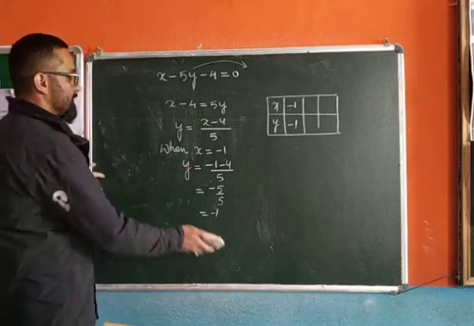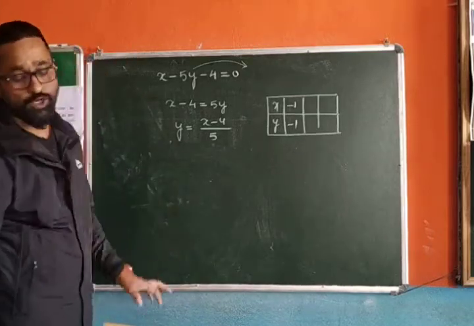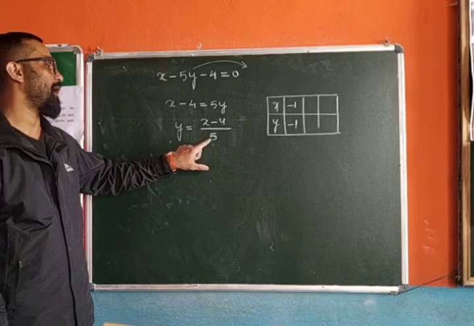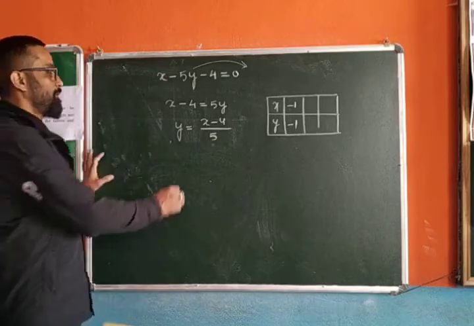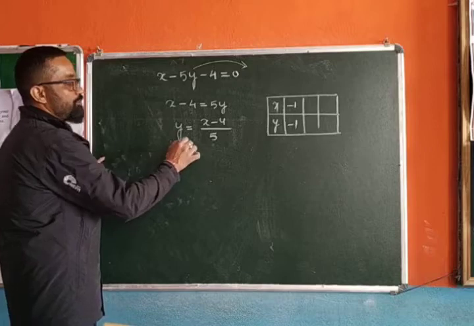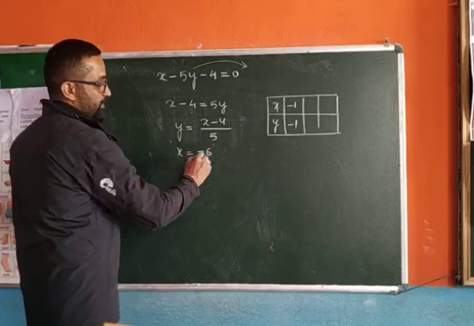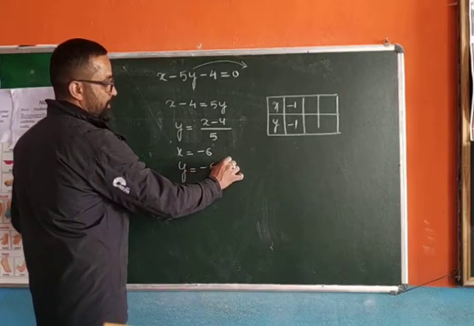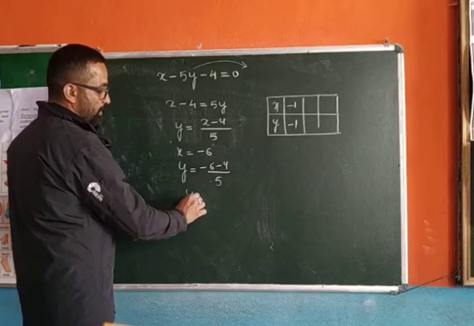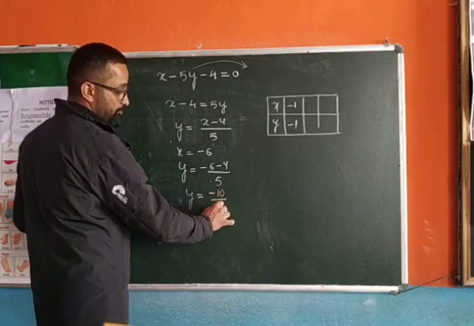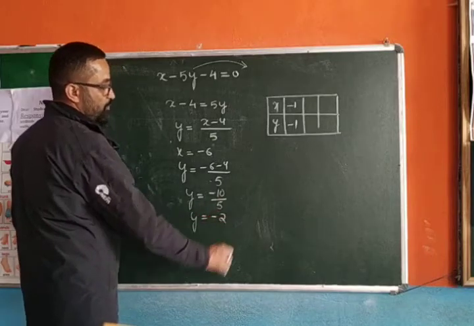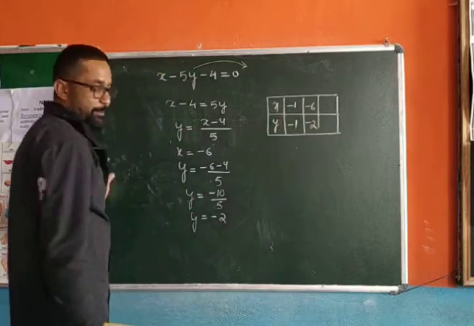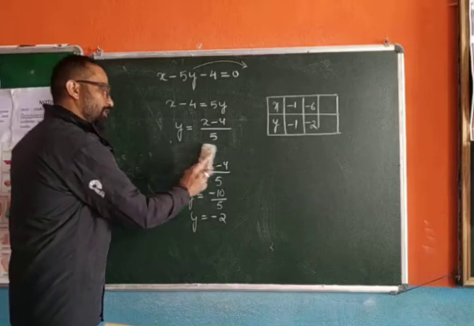Then we go for the second calculation. You need to assume it in such a way that it is divisible. It should be divisible by 5. So I assume x is equal to minus 6. Look at the calculation. y is equal to (minus 6 minus 4) divided by 5. y comes to minus 10 divided by 5. y is equal to minus 2. So when we take x as minus 6, y comes to minus 2. You can go for the next value.